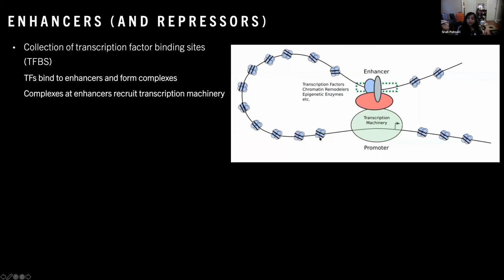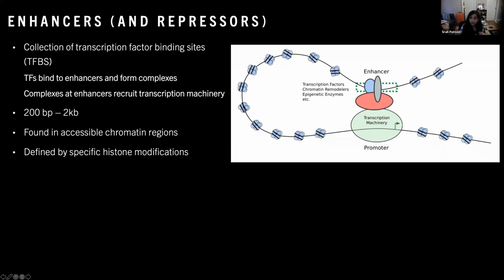So I want to talk a little bit more about some features of enhancers. The general definition of an enhancer or a repressor is that it's just a collection of transcription factor binding sites. And so those bind here: transcription factors, chromatin remodelers, any of the epigenetic enzymes will all form a complex here at the enhancer and recruit the transcription machinery. And your little arrow shows the direction of transcription. And these are all the histones surrounding the area. So keep in mind that this area is relatively histone free. And that's one of the features of enhancers and promoters, that they are in accessible chromatin regions. They're defined by specific histone modifications.